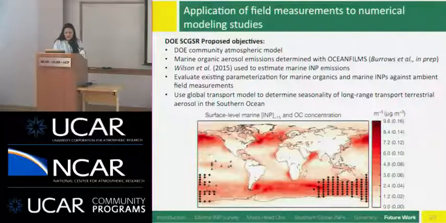And then we also want to use this global transport model to determine if there's a significant seasonality to long-range transport of terrestrial aerosol to the Southern Ocean. So one of the possible reasons why we see such lower concentrations compared to Keith Bigg is that Keith Bigg may have been collecting his data in a period of significant transport. So for example, Colorado gets a lot of transport of dust from Asia in the springtime. And so maybe there's something similar to that occurring in the Southern Ocean that may explain some of those discrepancies.